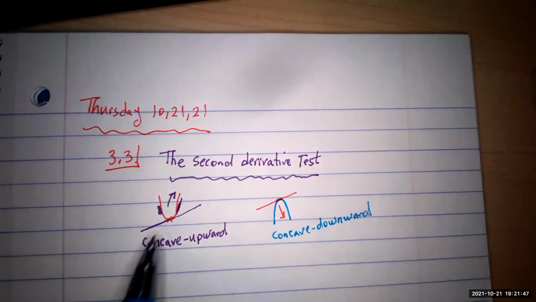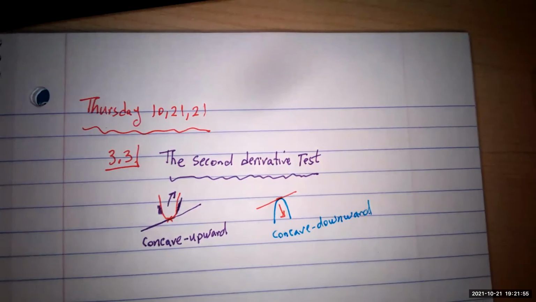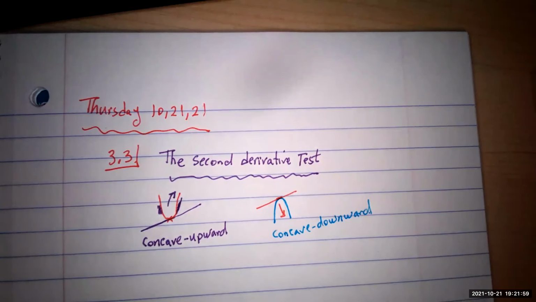So concave upward means the graph is above its tangent lines, curving up, and concave downward is when the graph is below the tangent line. I'm going to define it officially. A function will be given to you, and you have to tell us which one it is: is it curving up or curving down? We are going to learn a test, and that test depends on the second derivative.